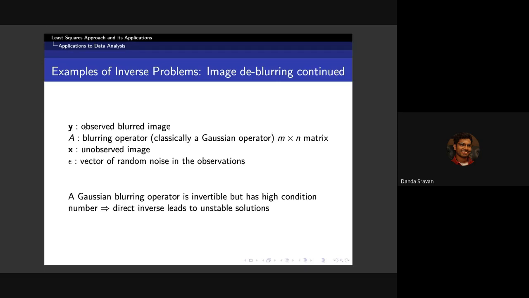So just to recap, Y is my observed blurred image and A is the blurring operator. Classically, this would be a Gaussian operator or something of that sort. And X is the unobserved image which we want to estimate. And epsilon is the vector of random noise in the observations. You can think of it as some Poisson noise if we are working on, say, astronomical images. Although my A is invertible, the problem would be that direct inverse doesn't give stable solutions because of the high condition number and so on.